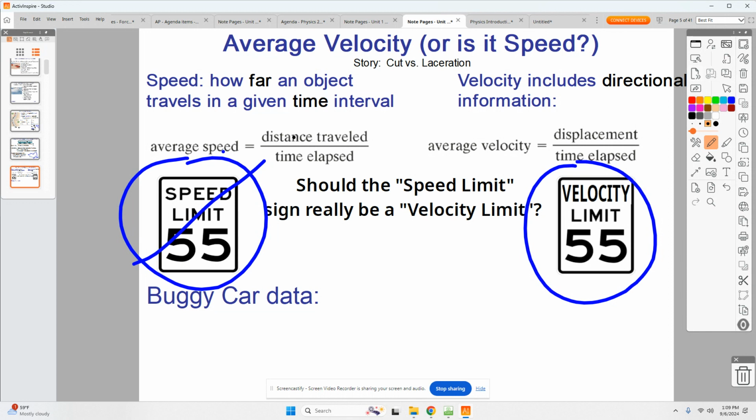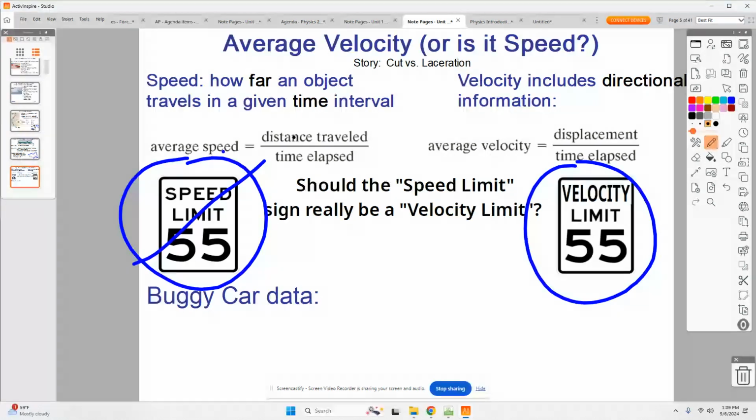On a two-lane highway, you'd expect both cars going the same way, right? Well, I'm going down this way. I'm like, man, all these cars are going the wrong way. It was me that was going the wrong way. Did I break the speed limit? Was I breaking the speed limit? No. I was breaking a velocity limit because I wasn't going in the right direction.